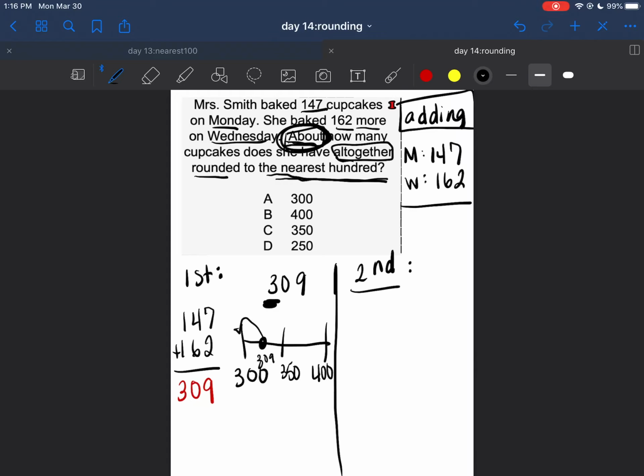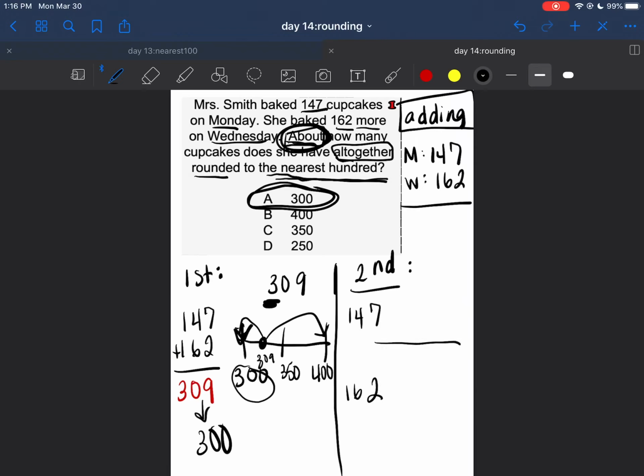So is 309 closer to 300 or closer to 400? It is closer to 300. So we know that 309 rounds down to 300, which gives us the answer choice of A. Now, I said that there is another way to solve. You could have rounded first and then solved. So 147 rounded to the nearest hundred. I'm looking at my hundreds place. That would be my 1.